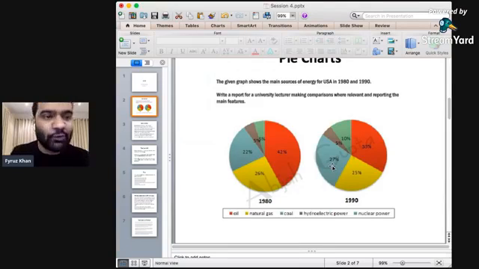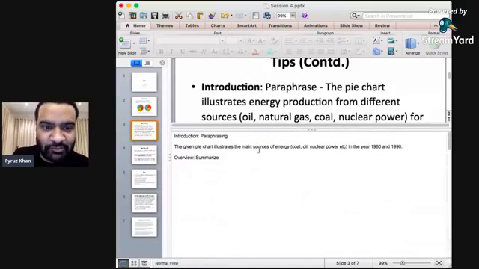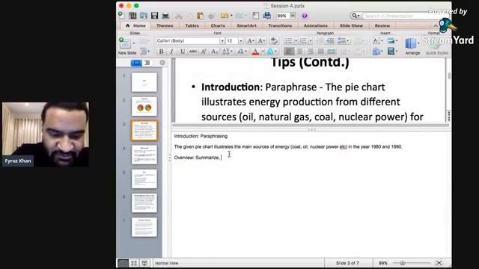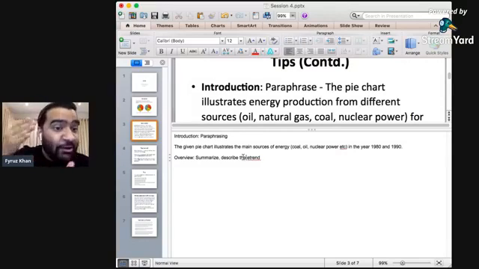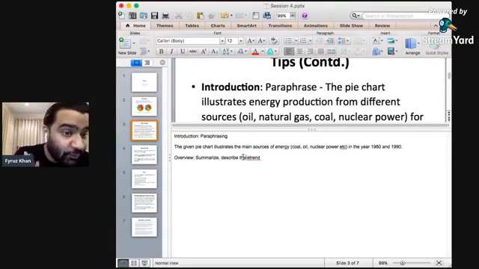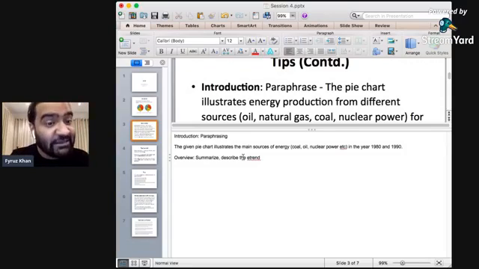So this is the overall. You just summarize. Don't go into details. Do not go into numbers. Summarize. Describe the trend. Write the overview in such a way that I should get a clear idea, because I've read the introduction. Now I'm going to read the overview. I have not read body one, body two. So it should give me a clear idea of what the report is going to be. So you need to write the main findings.